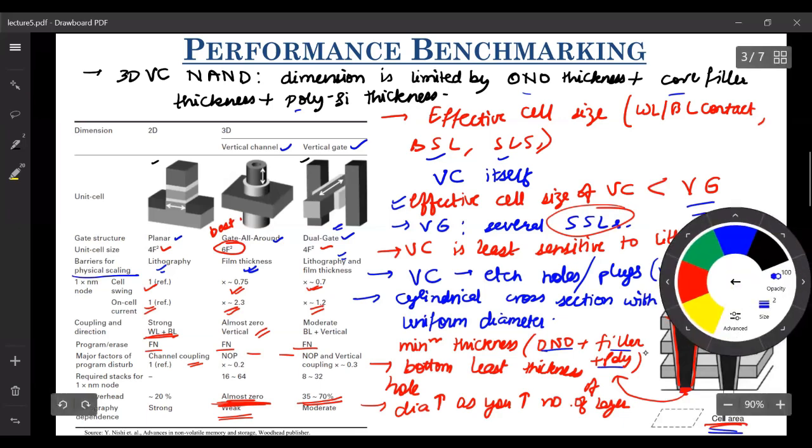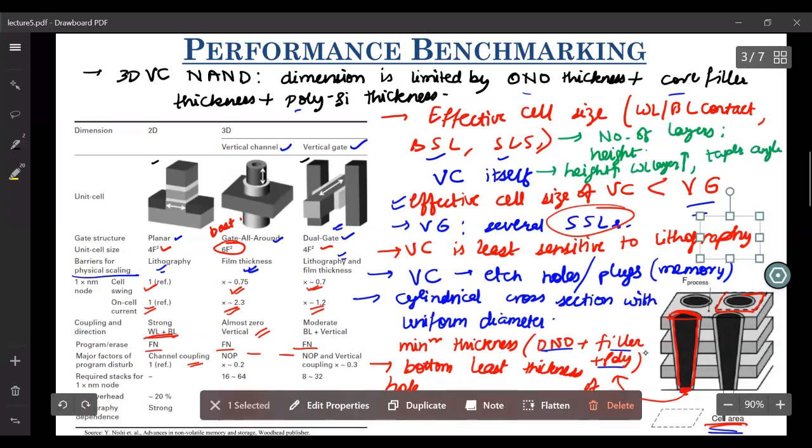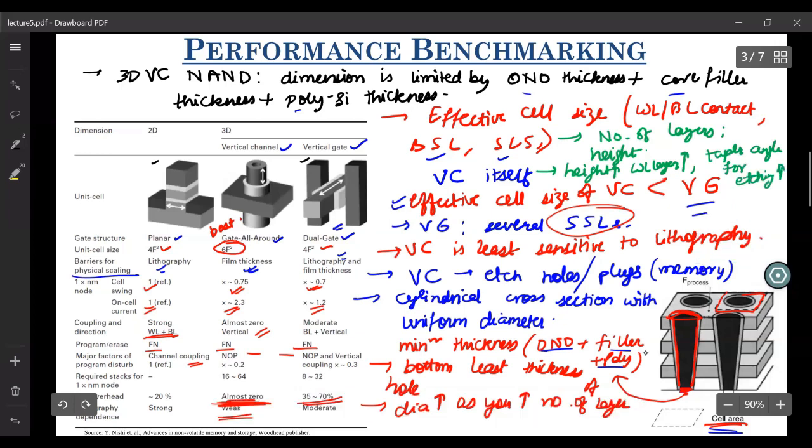What is determining it? It's being determined first by the number of layers. Why number of layers? Because that determines height. This dictates height. And the larger the height, so as height increases or WL layers increase, the taper angle for etching increases. And this leads to a higher F area, or the effective area of the cell increases. Your cell area is actually increasing, so let me call this the C area.